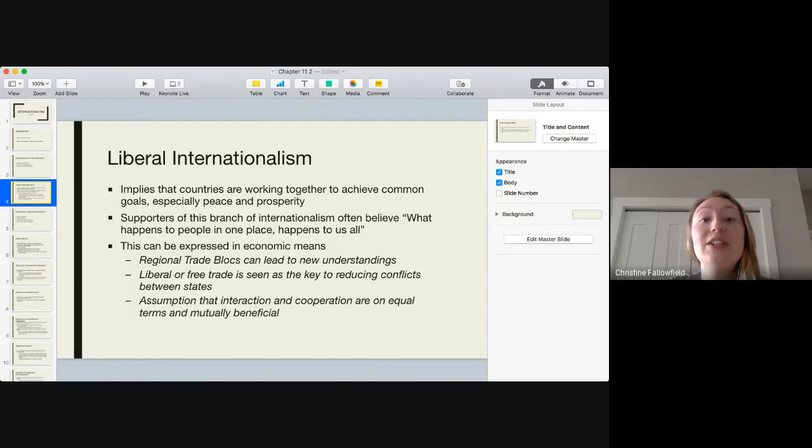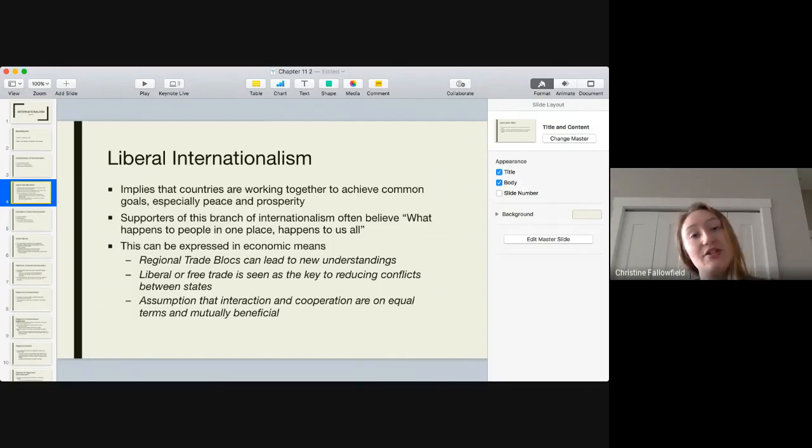When we think about liberal internationalism, we think about people who acknowledge that what happens in one place in the world is happening to all of us. We are a shared humanity. We are not taking things nation by nation, affecting only one set of the population. Everything affects everyone. We can see this in political means, but also in economic means. We know that liberal or free trade will likely reduce conflicts between states. If you have a good trade relationship with someone and you are getting a mutually beneficial result from engaging with another country through trade, you are so much less likely to go into conflict with them.